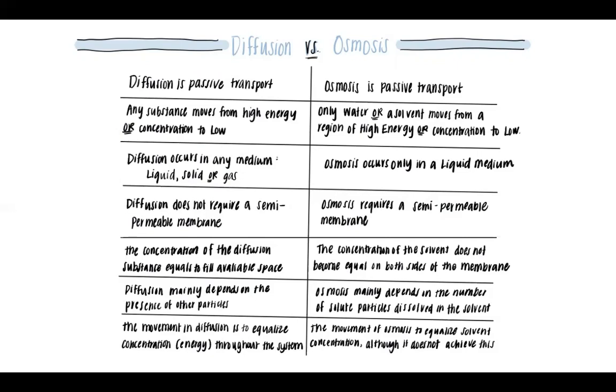Osmosis only occurs in liquids, while diffusion occurs in all states. Osmosis requires a semi-permeable membrane, but diffusion does not. The main difference is that diffusion does end up with equal concentrations on both sides, while osmosis normally doesn't. I hope this cleared up any confusion on osmosis or diffusion and the differences between the two.